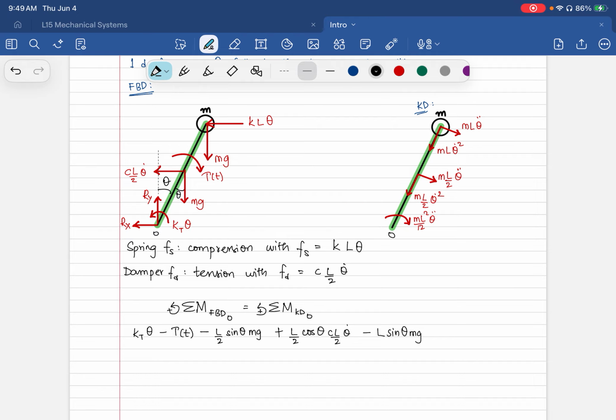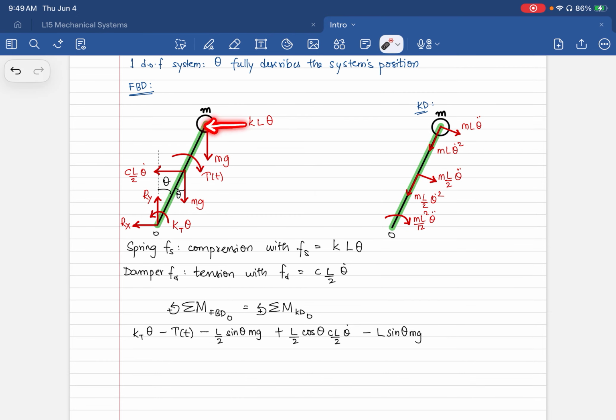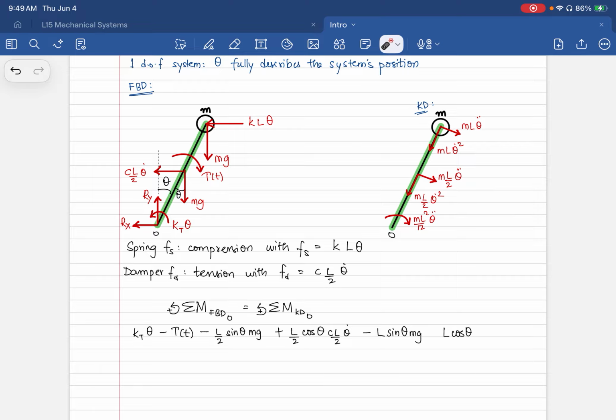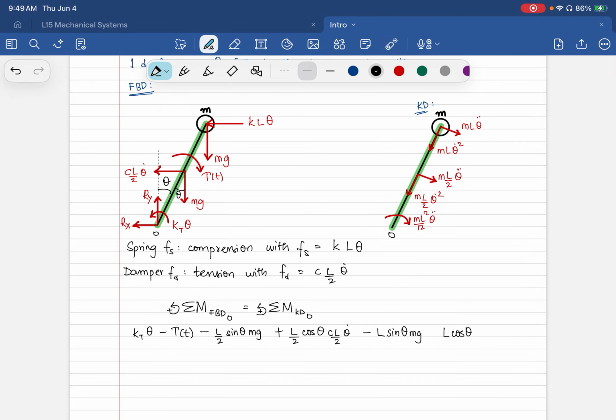What else do we have? We have this force here. So this is K L theta, line of action of force, perpendicular to that. So this is L cos theta. Is it positive or negative? It is R cross F. It is in the same direction, so you have positive. And so you have L cos theta times K L theta.